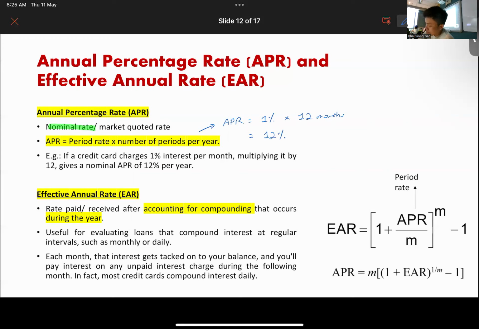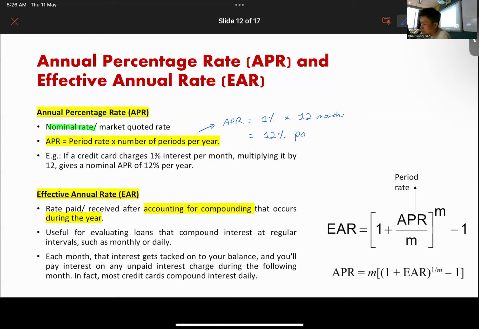Okay, 12% per annum compounded monthly. But this is not a very good measurement. Okay, this is not a very good formula. Why? Although here I say 12% per annum compounded monthly, right? But is there any compounding effect being taken into account over here?